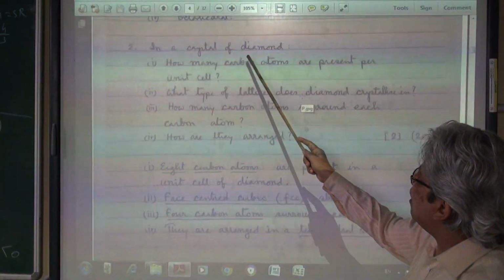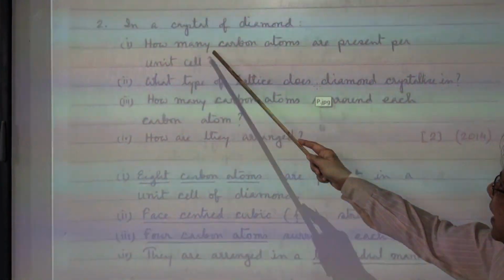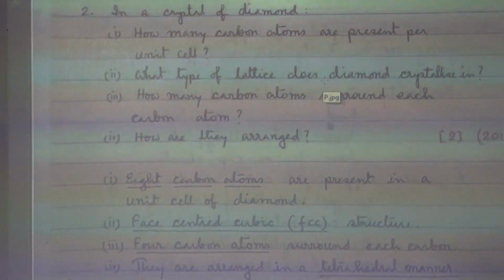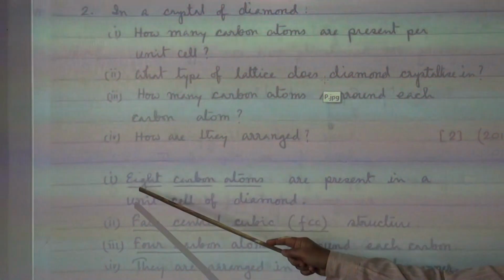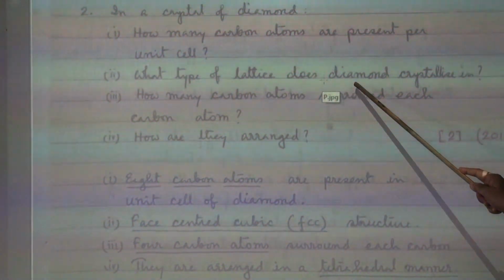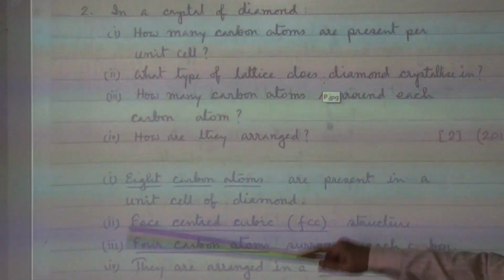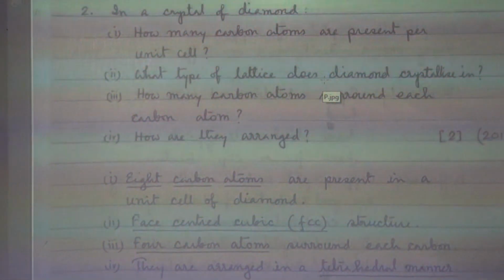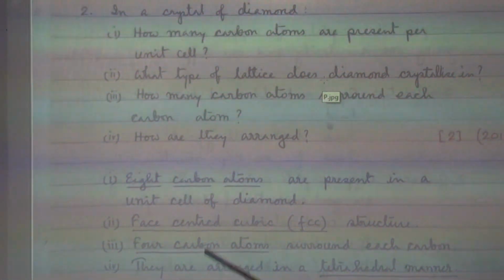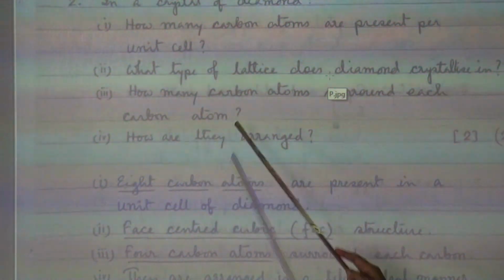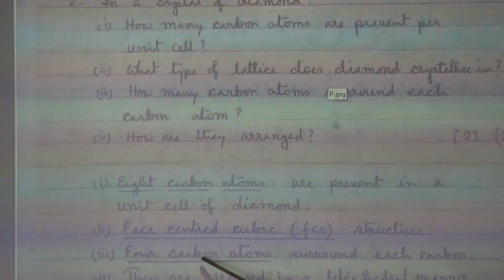In a crystal of diamond, how many carbon atoms are present per unit cell? I will explain it a little later. Next, what type of lattice does diamond crystallize in? Here it forms a face-centered cubic structure. Next, how many carbon atoms surround each carbon atom? Obviously we have seen 4 of them.